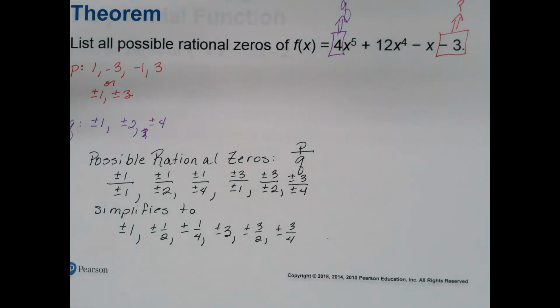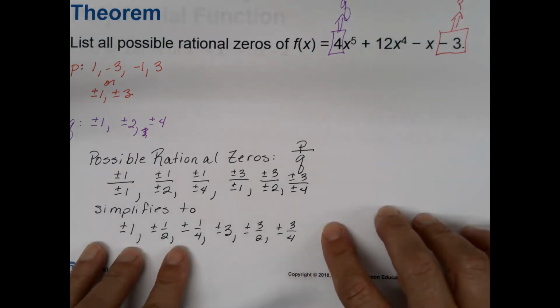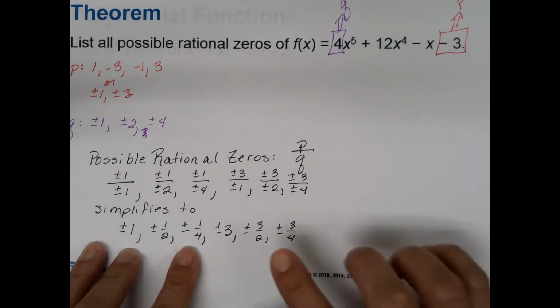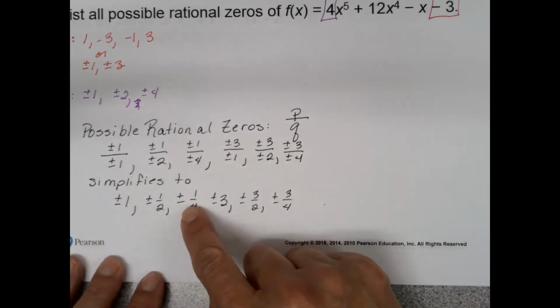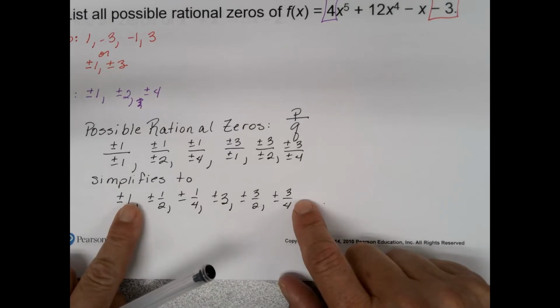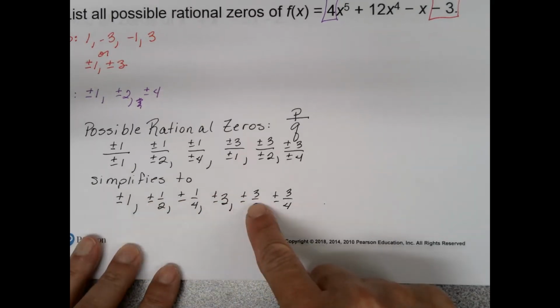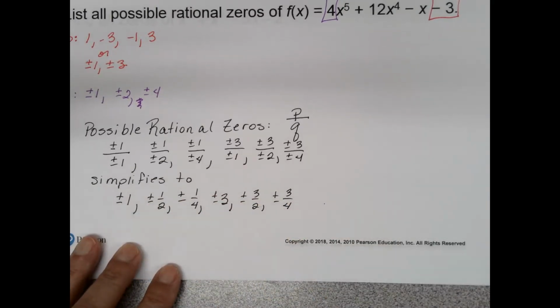This does not say that every one of these is a rational zero, but it says that the rational zeros of our 5th degree function will come from these 12 choices. 2, 4, 6, 8, 10, 12. So we have 12 choices.